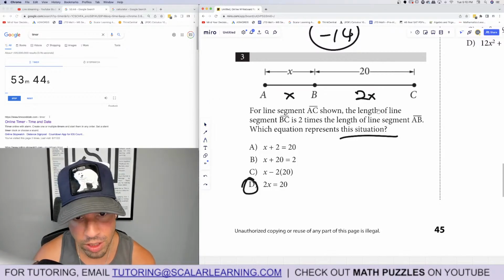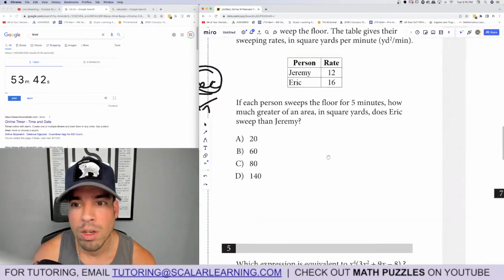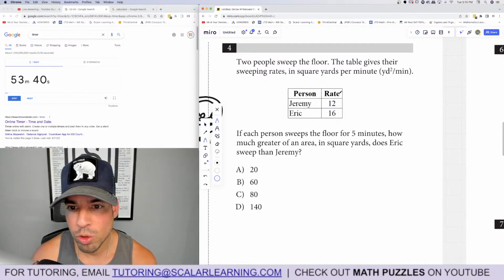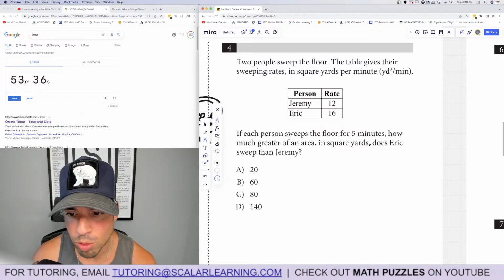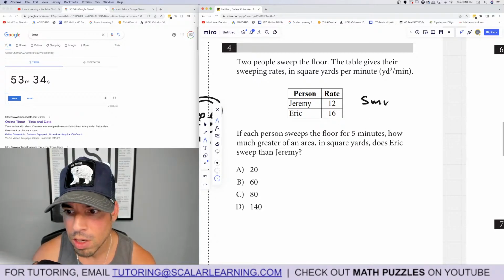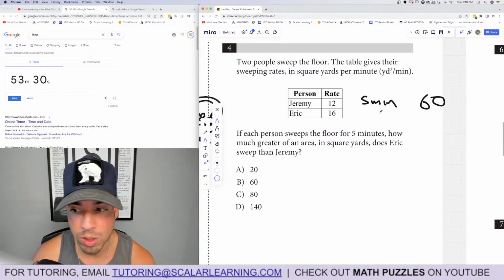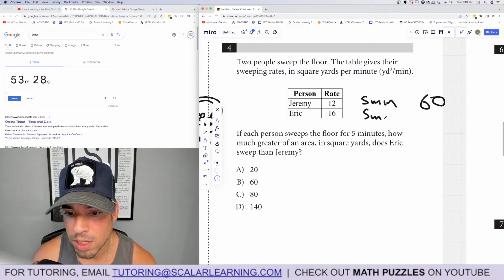This is an expression. That's not even an equation, so that's strange. For 2 people sweep the floor, and so on. We got rates. This is yards squared per minute. Each person sweeps the floor for 5 minutes. So this one does 60, right? 5 times 12 is 60. Rate times time equals distance. This is 5 minutes, and this is 80.